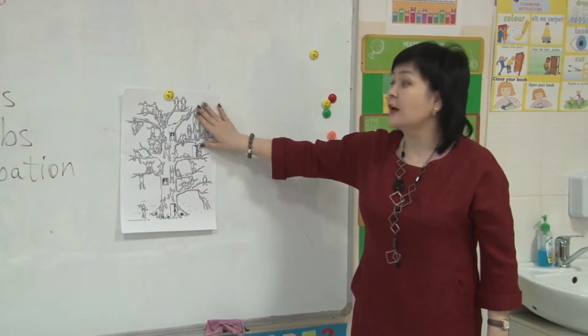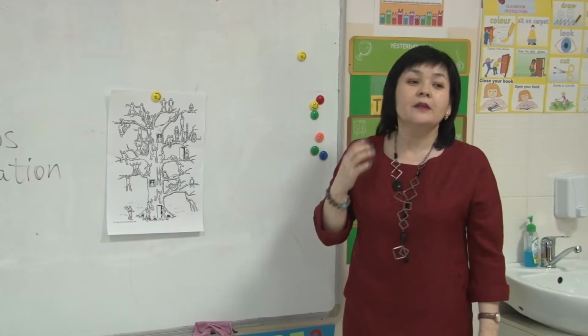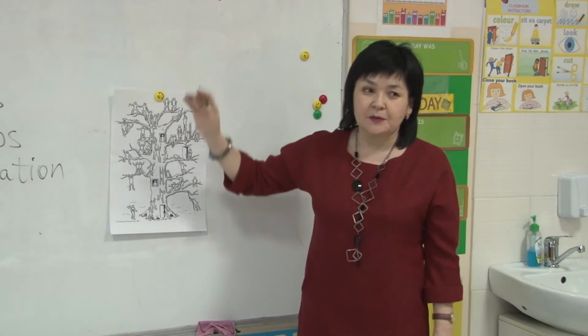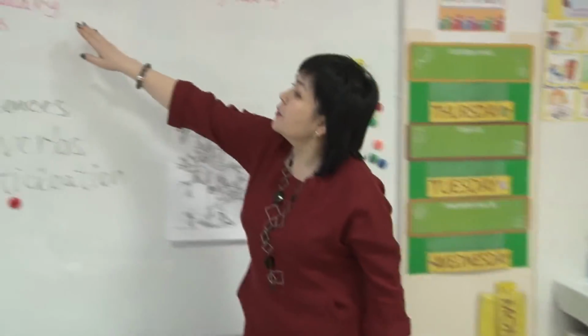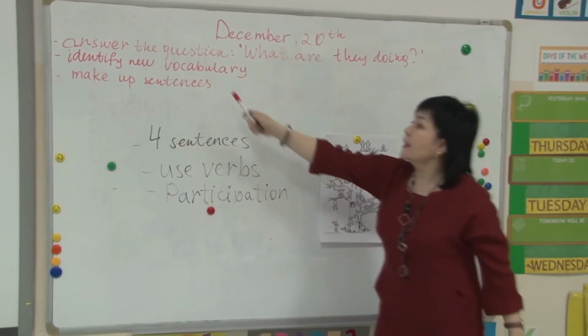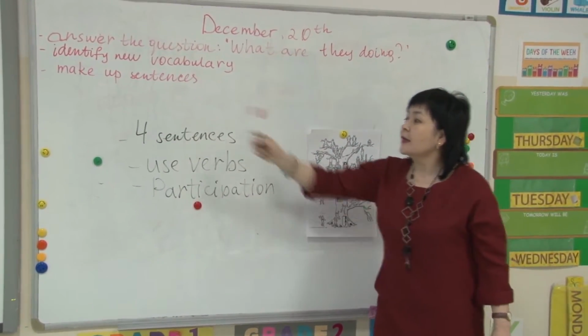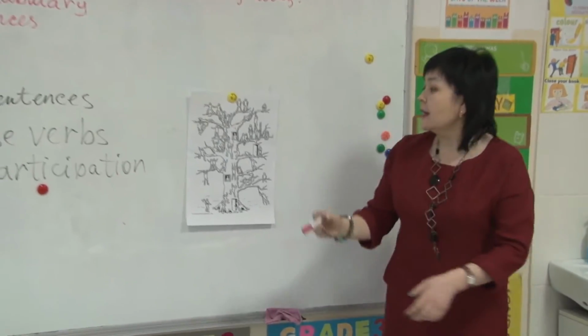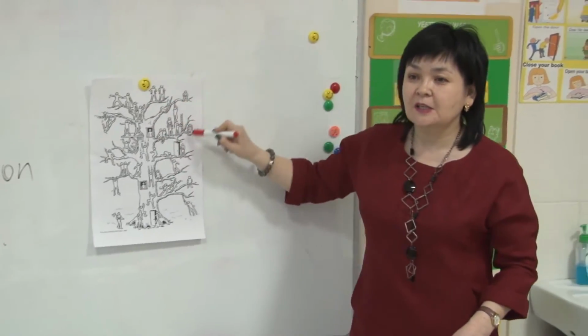This is an evaluation tree. So we need to see where are you in relation to lesson objectives. Whether you can answer the question, what are they doing? Can you identify new vocabulary? And can you make up a sentence? You need to come up here and find your position here.